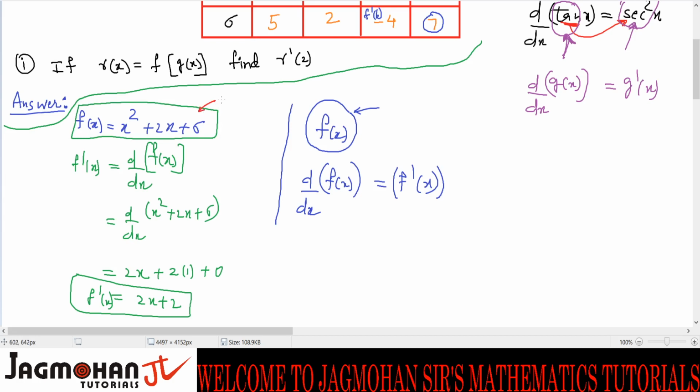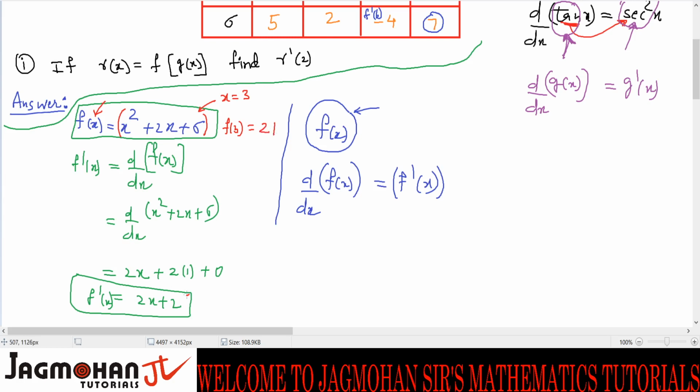If I put x value 3 here, what will I get? I will get the value of the function when x equals 3. That is, I will get f of 3. You put 3 here, you will get f of 3. And what will f of 3 be? 3 square, which is 9, plus 2 into 3, 6, plus 6. 9 plus 6, 15. 15 plus 6, 21.